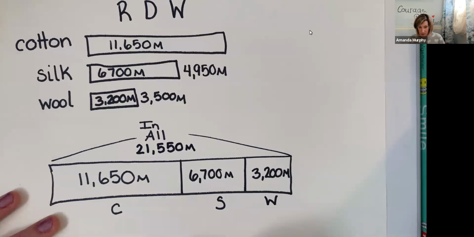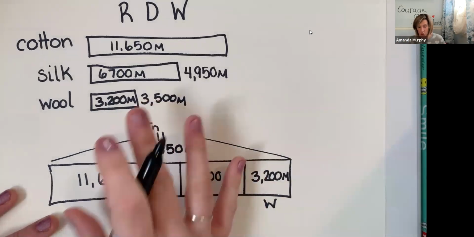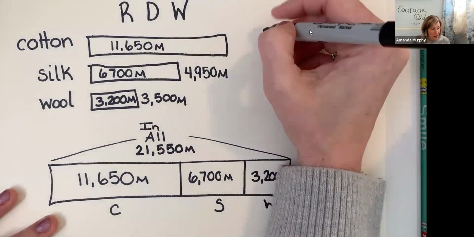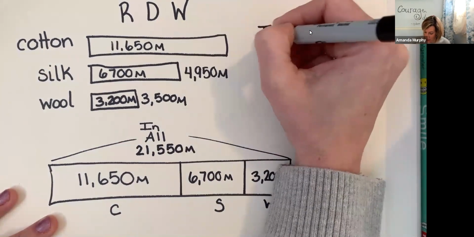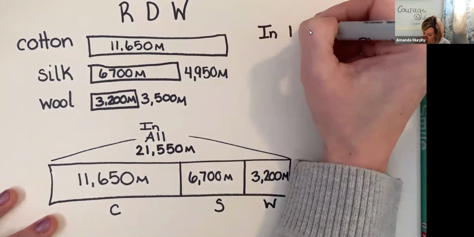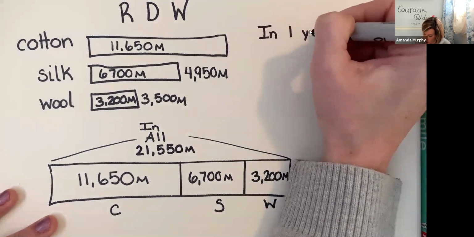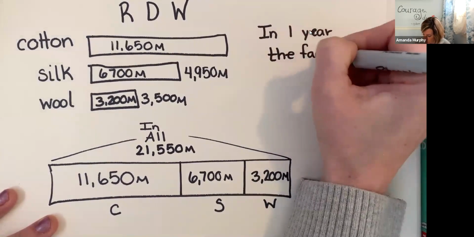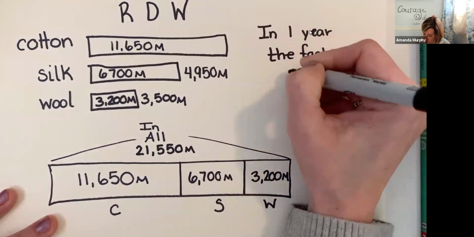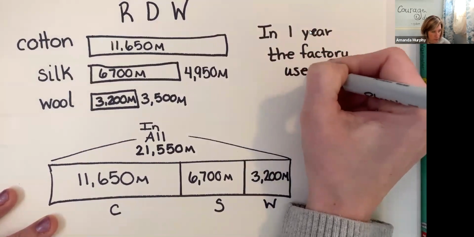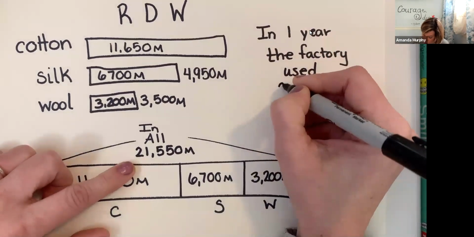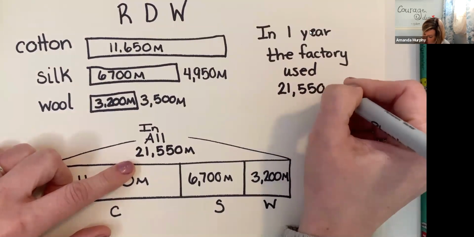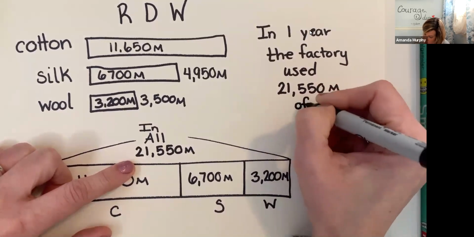Now we need to write what this is showing us, what the answer is. They are asking us in 1 year. So let's write that in 1 year. The factory used 21,550 meters of fabric.